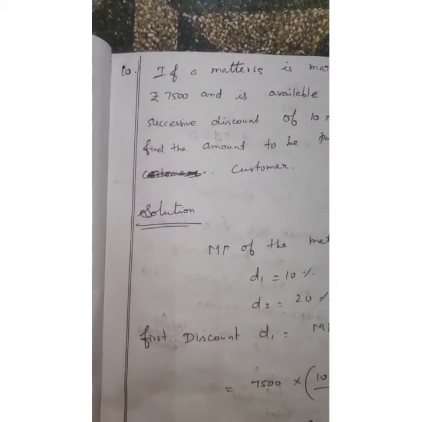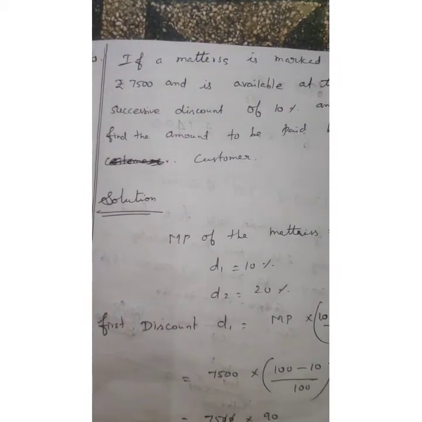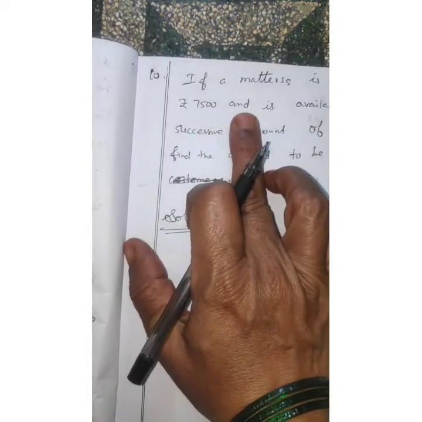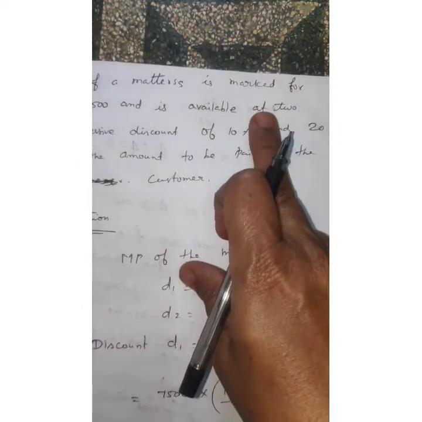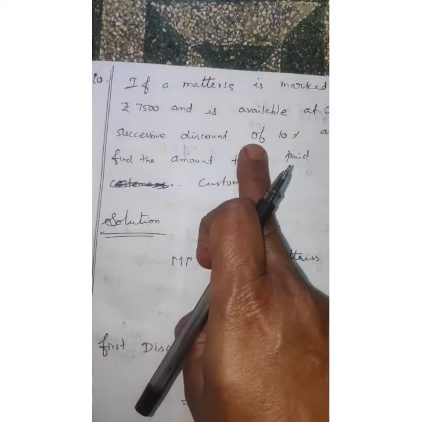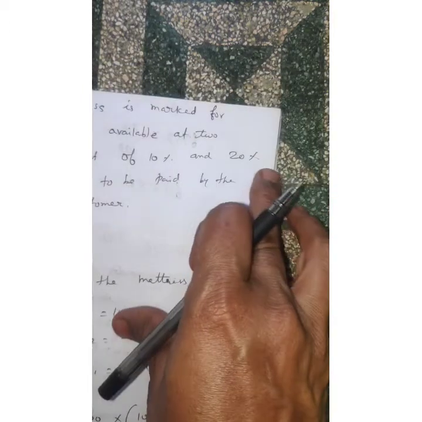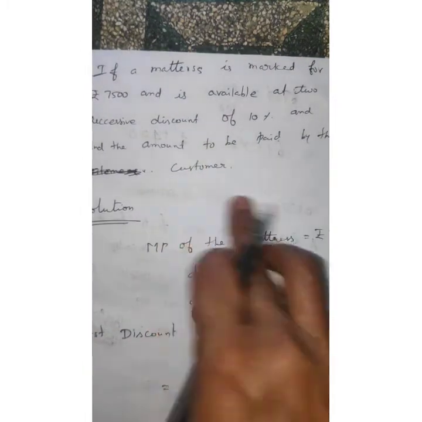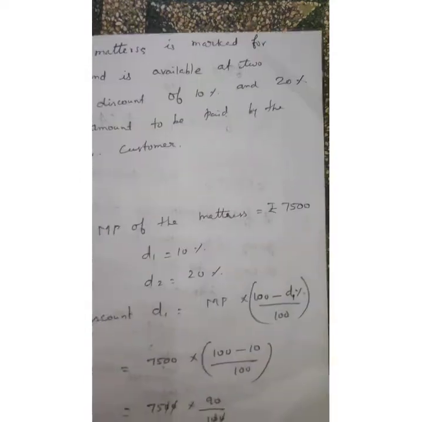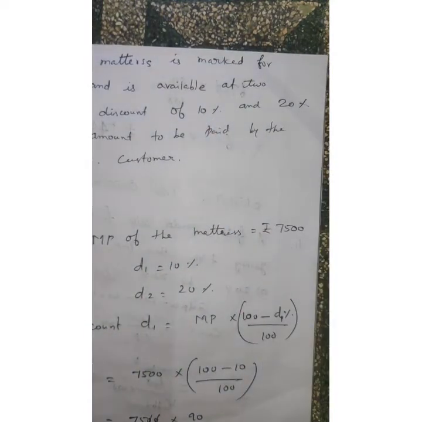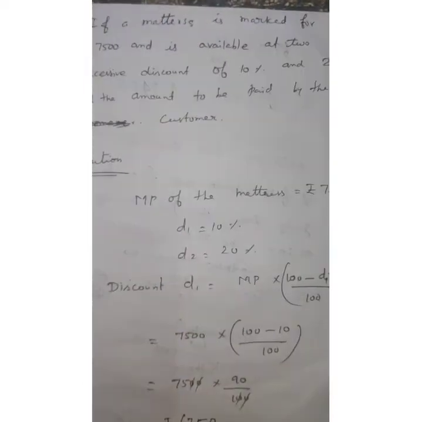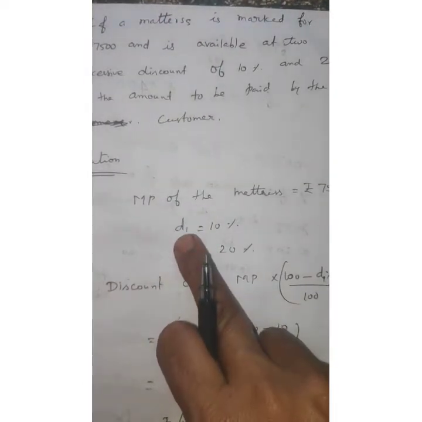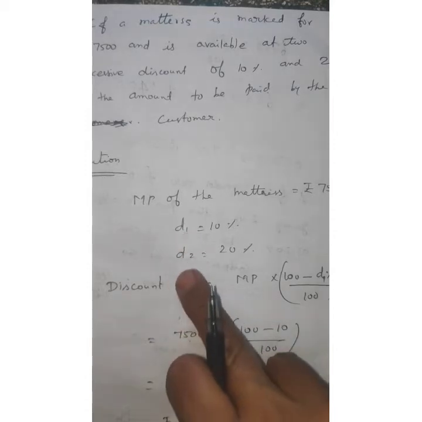10th question. If a mattress is marked for 7500 and is available at two successive discounts of 10% and 20%, find the amount to be paid by the customer. Two discounts are given, 10% and 20%. First you find the 10% offer. D1 I am writing, this is the first discount, this is the second discount.